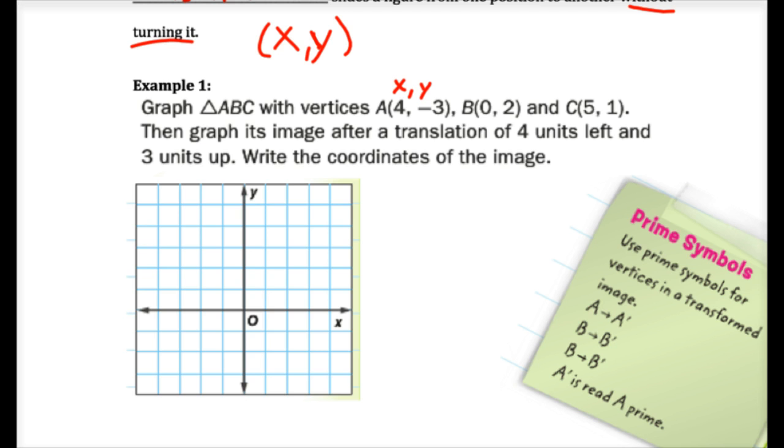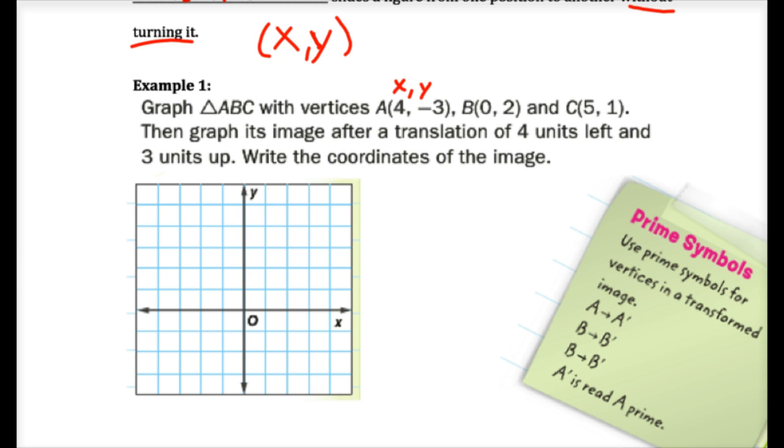Okay? So, graph, what's that little symbol in front of the ABC? Triangle. Triangle ABC. Notice there's 3 vertices, with vertices A at 4, -3, B's at 0, 2, and C's at 5, 1. So you're going to have to graph those points and then make a triangle. And then you're going to graph its image, because that's going to be the pre-image. You're going to graph its image after a translation of 4 units left and 3 units up. So the triangle, guys, is going to slide. It's going to move. It's going to be real easy. Okay? And then write the coordinates of the image.